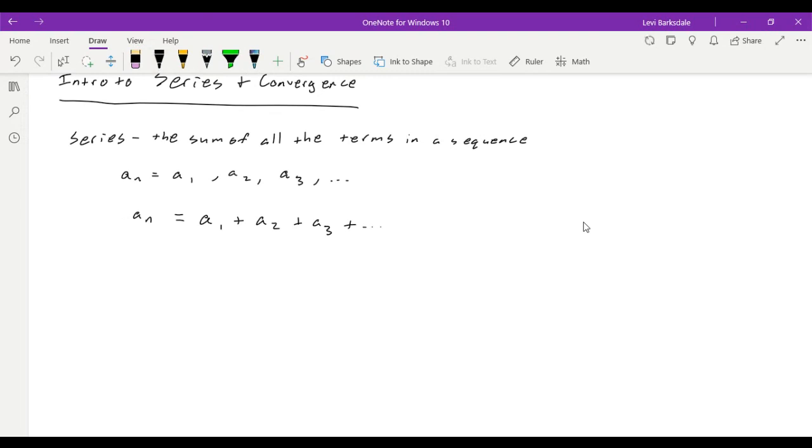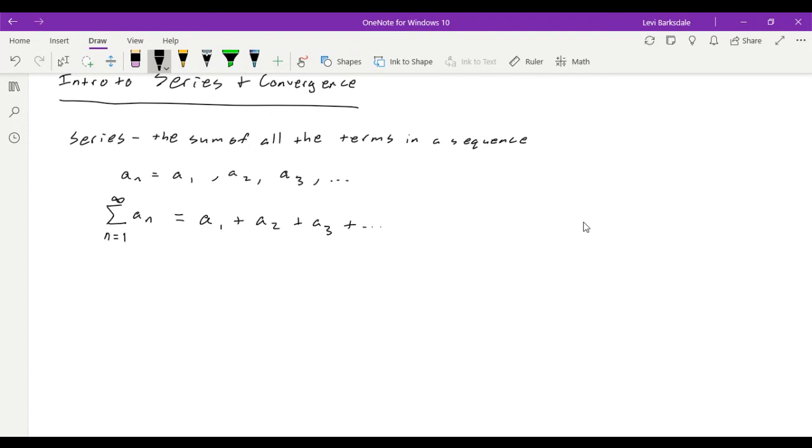And you'll frequently see it denoted using this sigma notation, which is just a sum. We put our starting term here. If our sequence starts at 1, we would have a 1 there, and we would go up to infinity because our sequence is infinite.